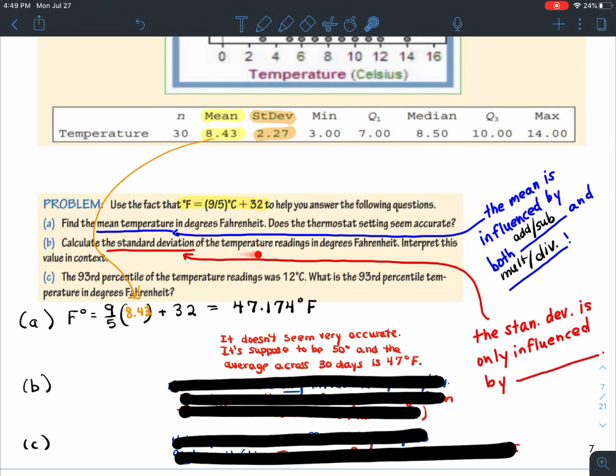Now look at part B. Part B says calculate the standard deviation, which we have highlighted here, of the temperature readings in Fahrenheit. And then they also want us to interpret this value in context. So I have the standard deviation in Celsius. I need to use my formula, but I need to think to myself, hold on, standard deviation is a measure of spread. So standard deviation is only going to be influenced by transformations that involve multiplication or division.